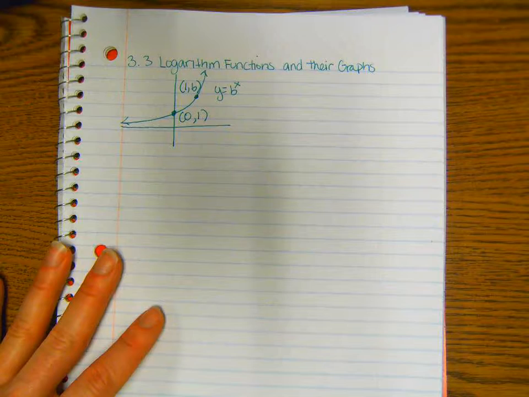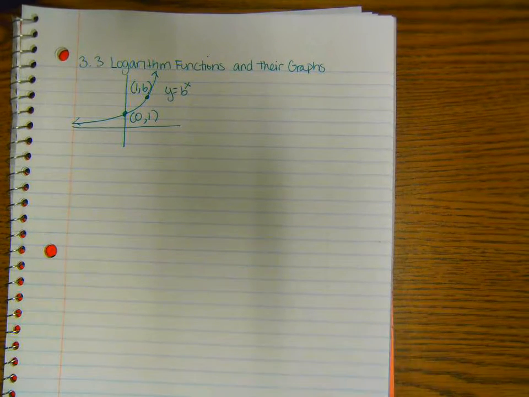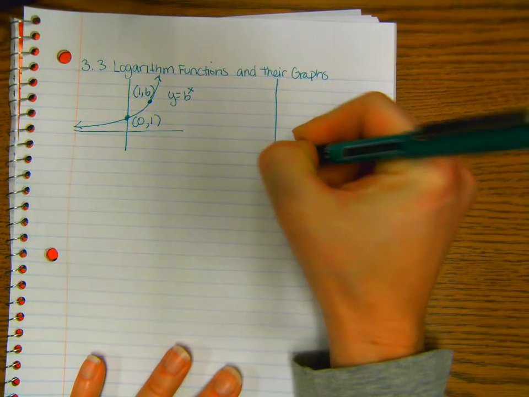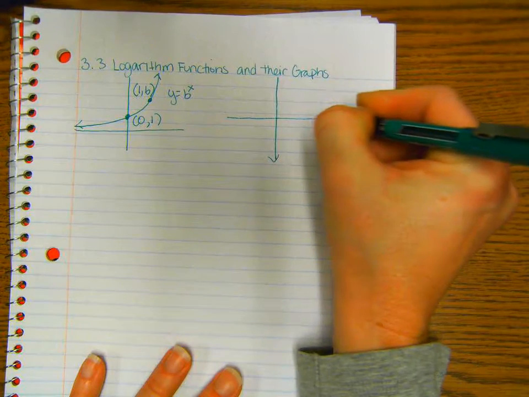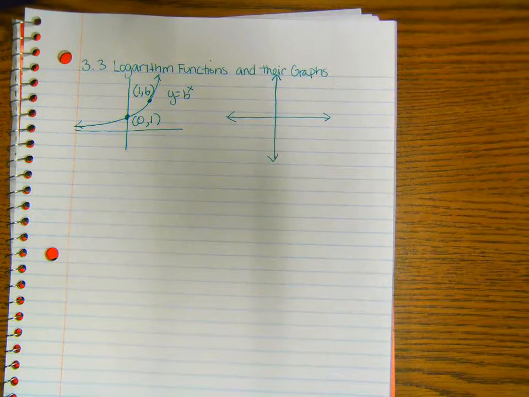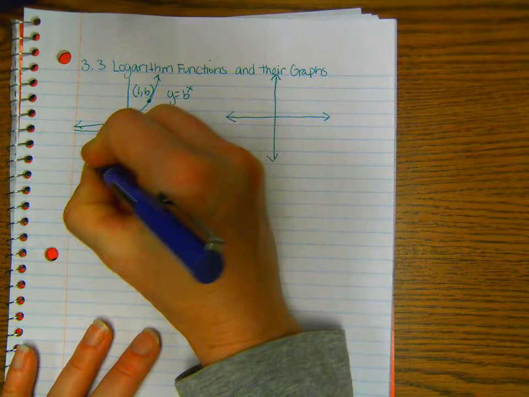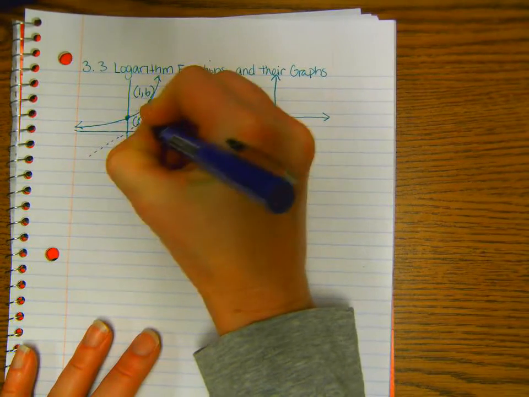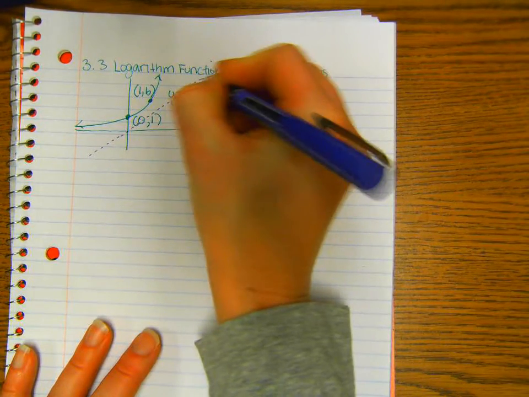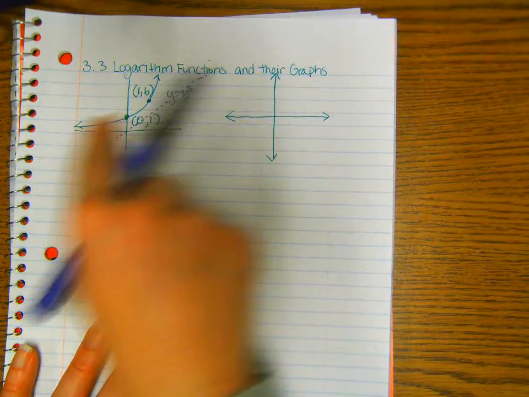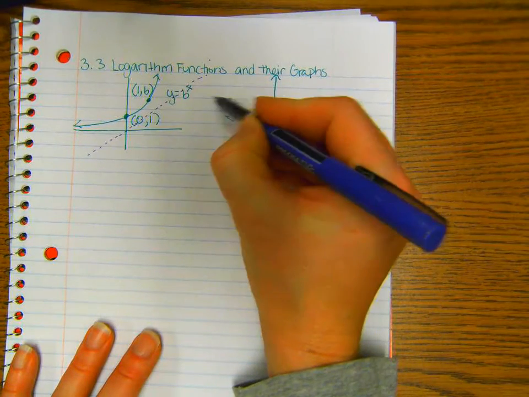So earlier on in the year we talked about these things called inverses. And inverses, will you tell me what you remember about inverses? What happened? We talked about lots of different things, but give me one thing that happened. Does it reflect it over the axis? Good. It reflects it not over the axis, but over the line y equals x. So here's the line y equals x. If I reflect this curve over this line y equals x, it's going to look like that instead.